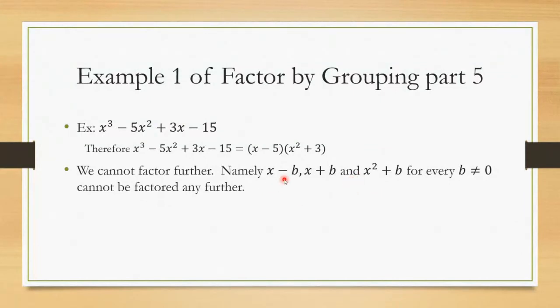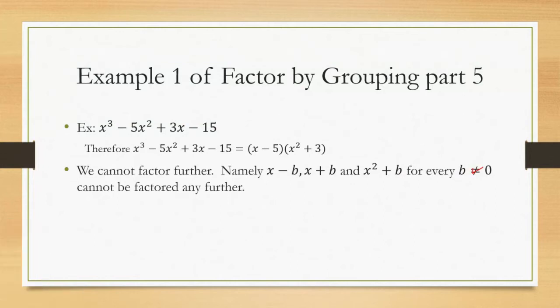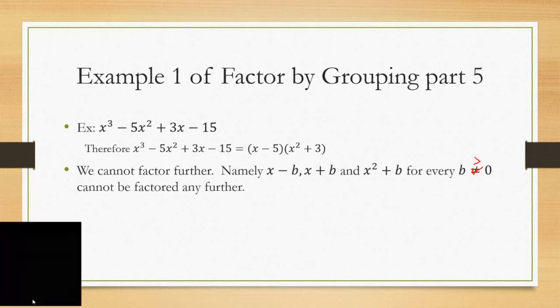Basically, if you have anything in this form, x minus b or x plus b, where b is not 0, you can't factor that any further. And x squared plus a non-zero number, that also cannot be factored. Actually, that should be positive. There we go. x squared plus any positive number like 3, that cannot be factored any further.